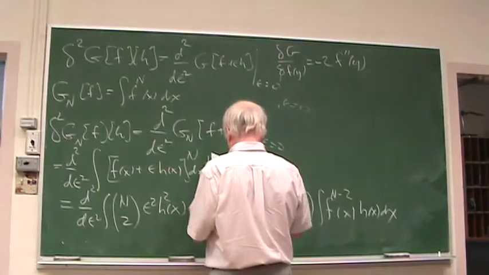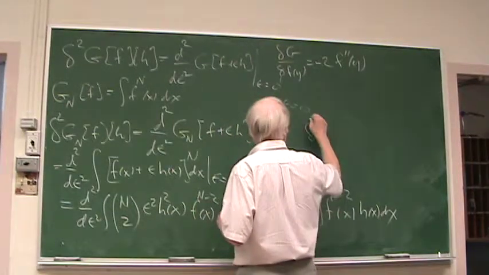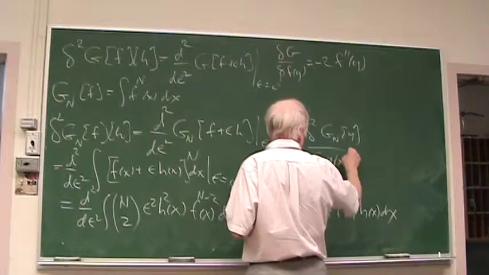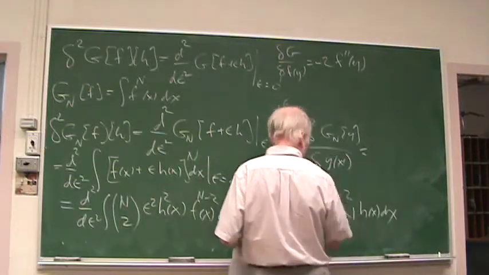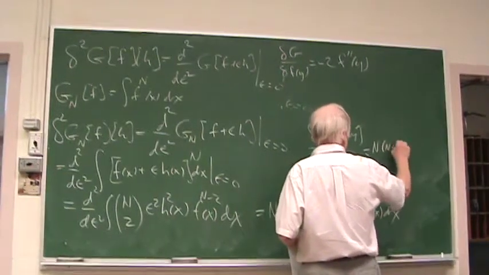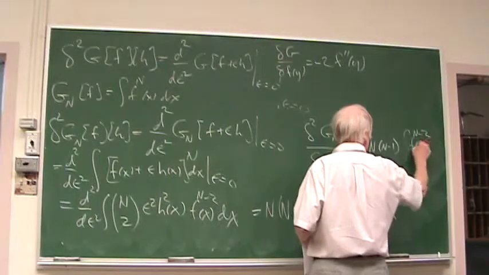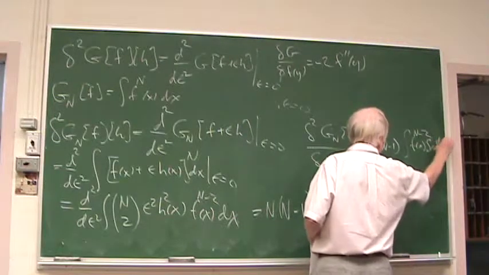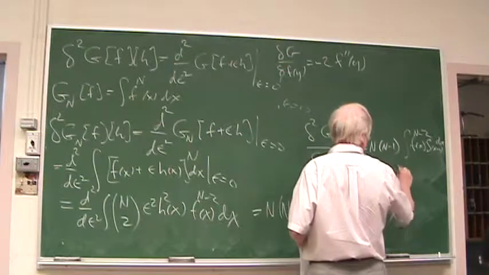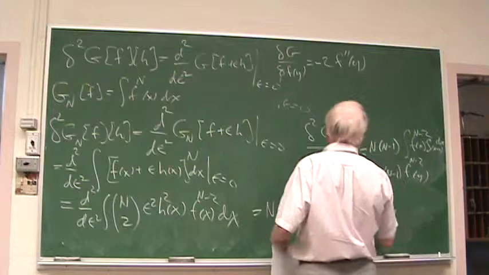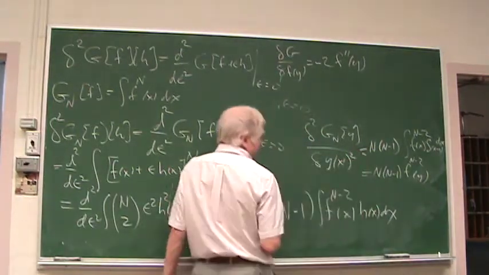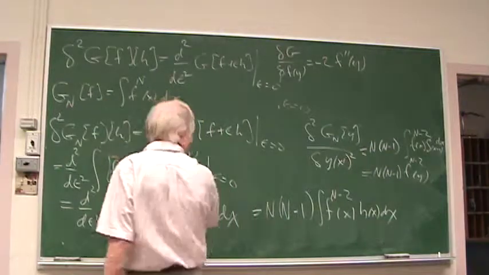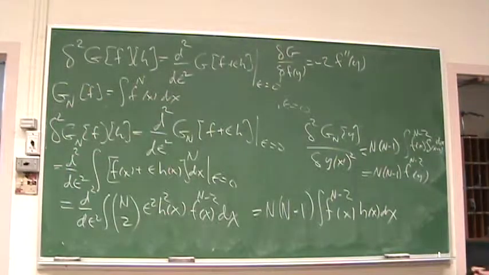And so if we said, the second variational derivative of gn of y with respect to, let us say, y of x prime, then this would be this integration with the delta function, so this would be n minus 1 times the integral of f to the n minus 2 of x, delta(x minus y) dx, and this is just n minus 1 times f to the n minus 2 of y. So in other words, in physics notation, the second variational derivative is n minus 1 times f to the n minus 2 of y, if this is the functional. Any questions?